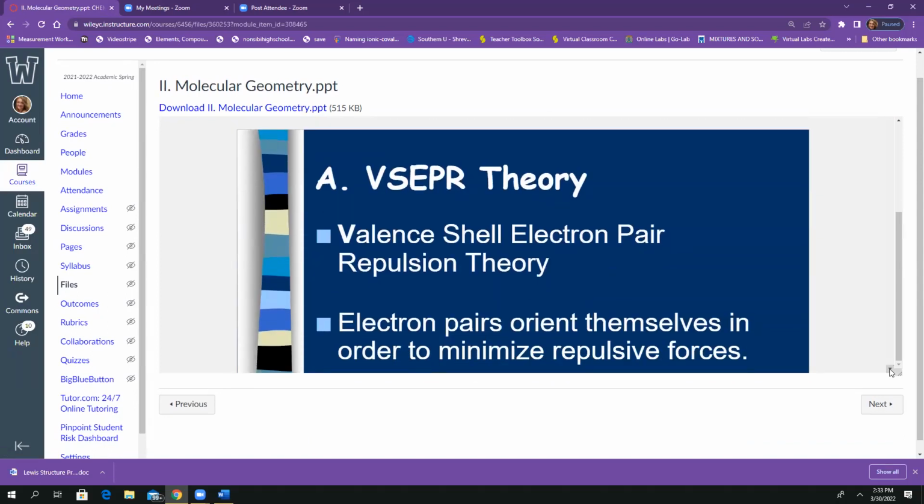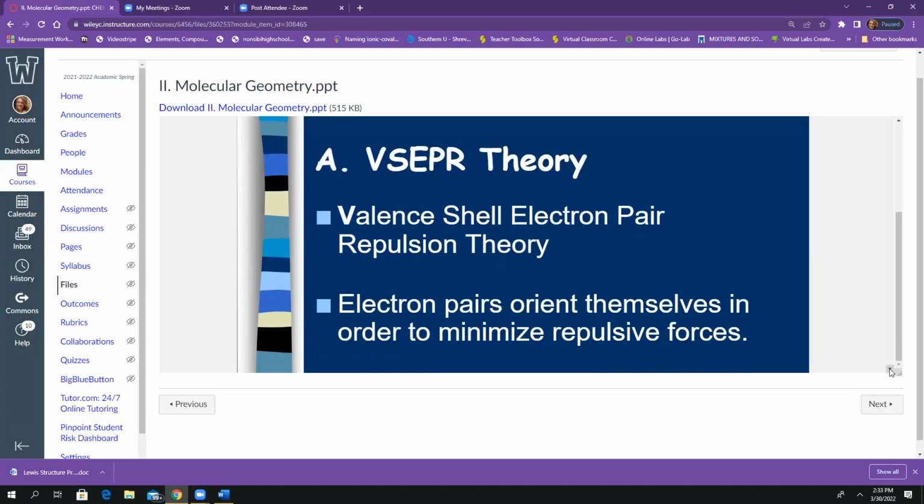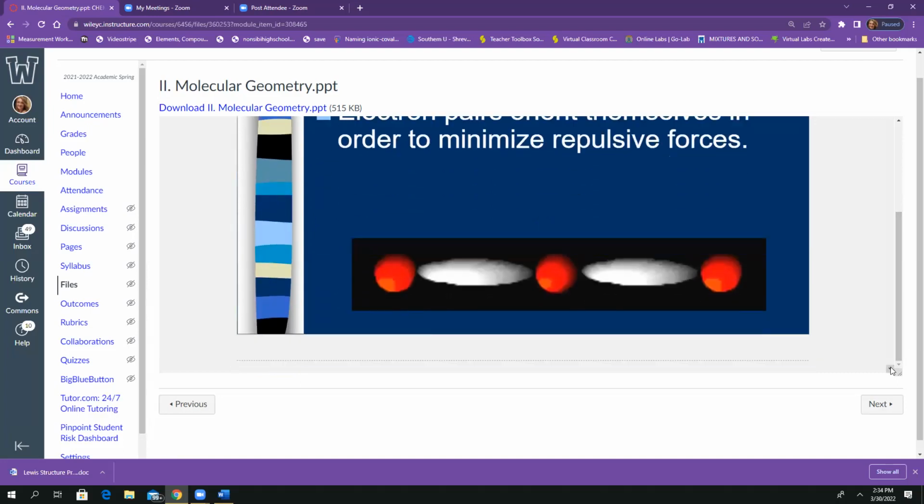All right, so what does VSEPR stand for? It stands for valence shell electron pair repulsion theory. What that means is that the electron pairs in an atom will orient themselves in such a way that they will minimize the repulsion between them, right? Okay, so if you have these two atoms, and these are your bonds, they will be at 180 degrees because that's as far away from each other as they can get.